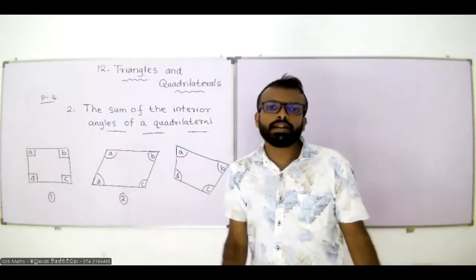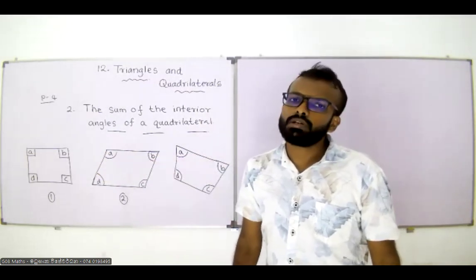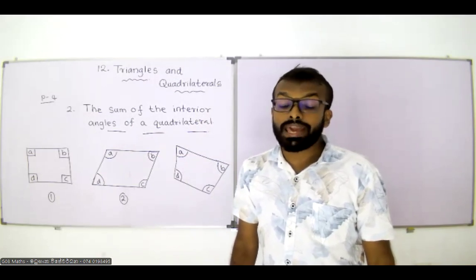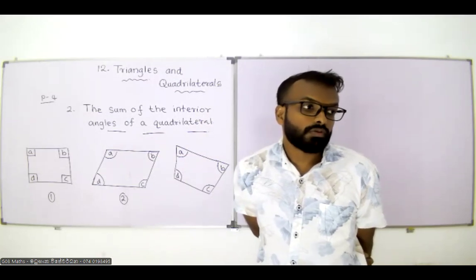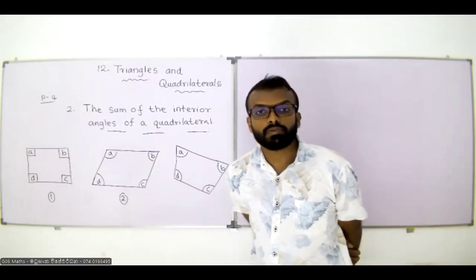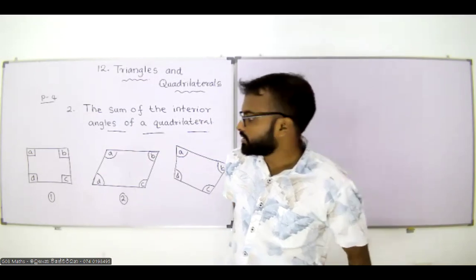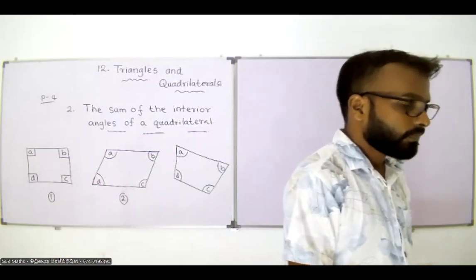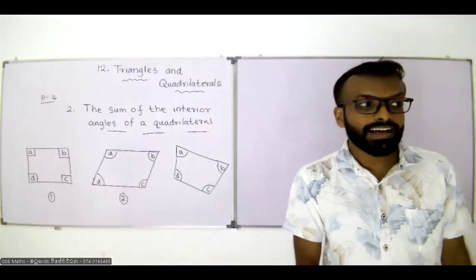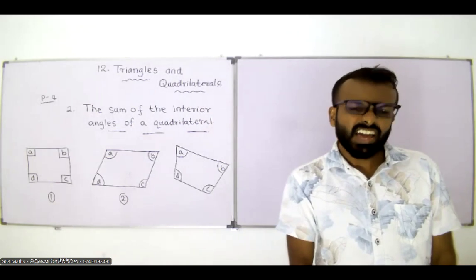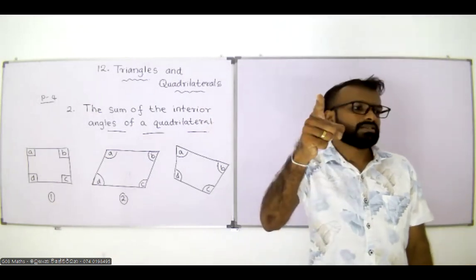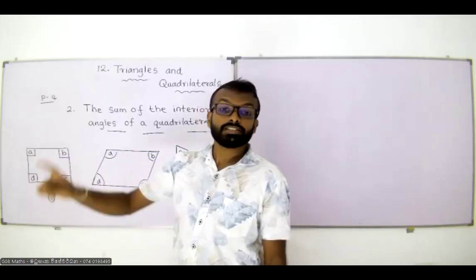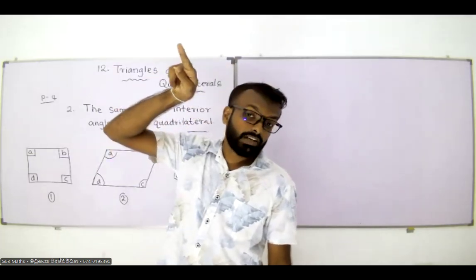Rectangle is also a quadrilateral. What can you say about the corners or the angles of a rectangle? What is the special name of this angle? I have told you before. Equilateral triangle? No. Right angle. Yes, 90 degrees, as I told you earlier.